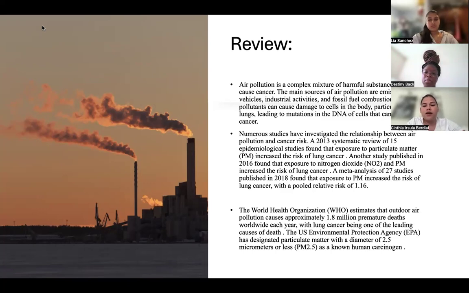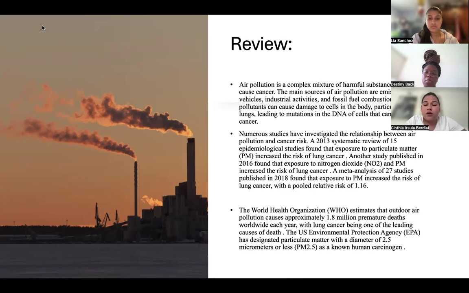Numerous studies have investigated the relationship between air pollution and cancer risk. A 2013 systematic review of 15 epidemiological studies found that exposure to particulate matter, PM, increased the risk of lung cancer. Another study, published in 2016, found that exposure to nitrogen dioxide and PM increased the risk of lung cancer. A meta-analysis of 27 studies published in 2019 found that exposure to PM increased the risk of lung cancer, with a pooled relative risk of 1.16.